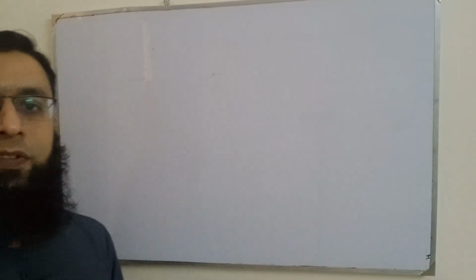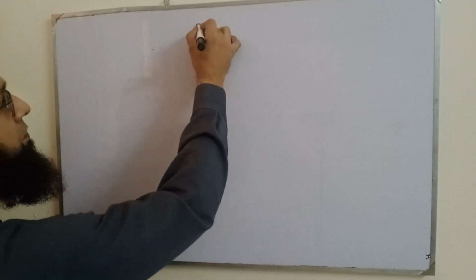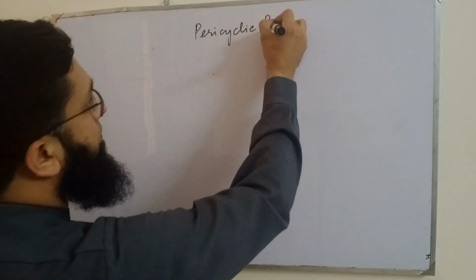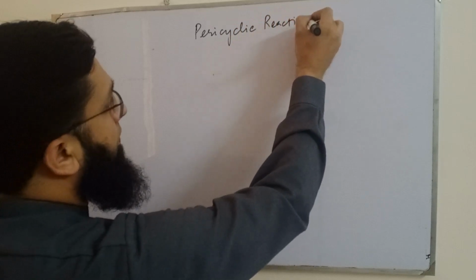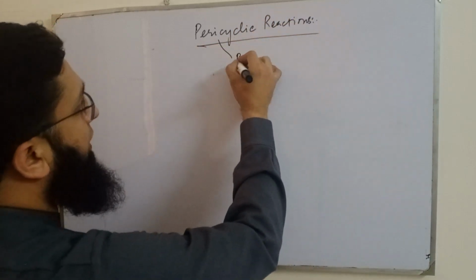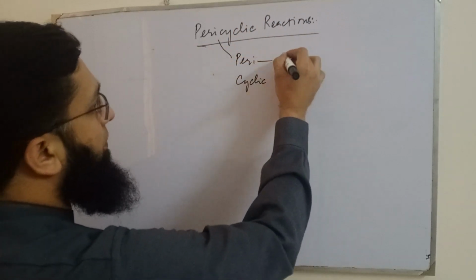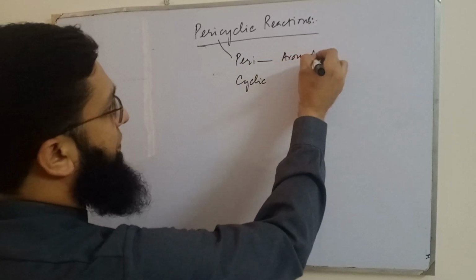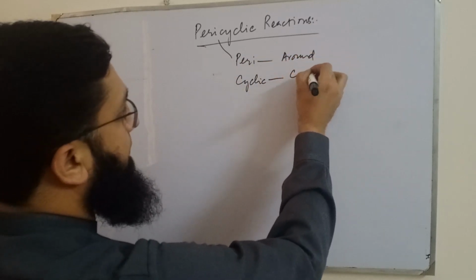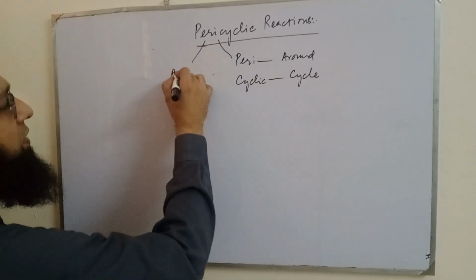Dear students, in this video we will talk about pericyclic reactions. The term pericyclic comes from peri and cyclic. Peri means around and cyclic stands for cycle. So pericyclic would mean around the cycle.